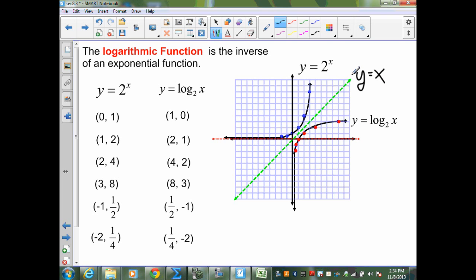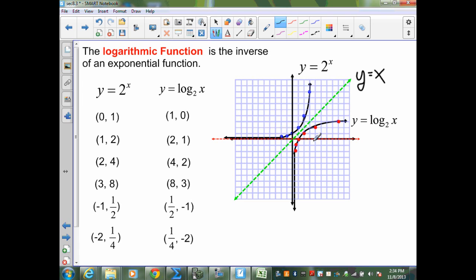And you can see I have an exponential function, y equals 2 to the x, and we have seen this exponential function before. And the inverse of that function is y equals log base 2 of x. And you can see that the functions are inverses. It's a reflection of the exponential function over the identity function.